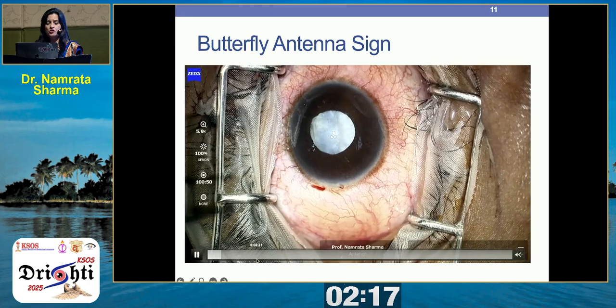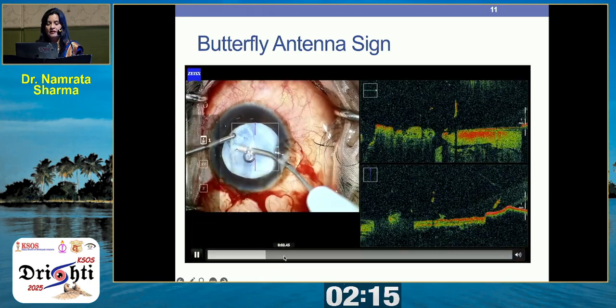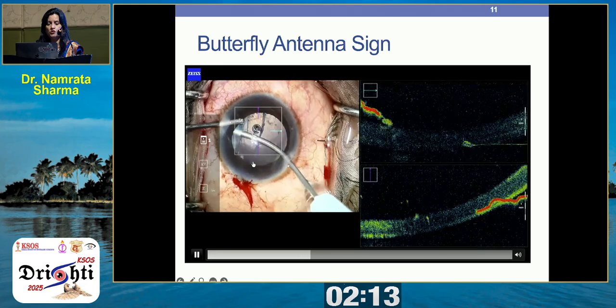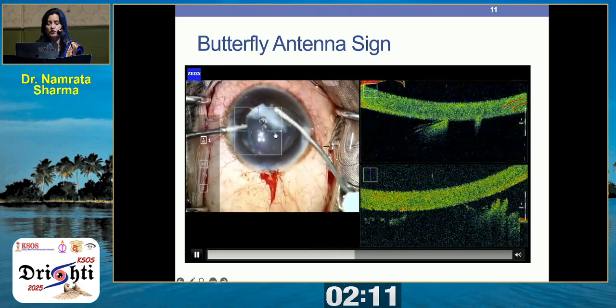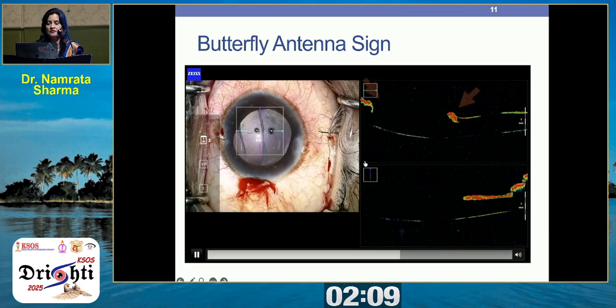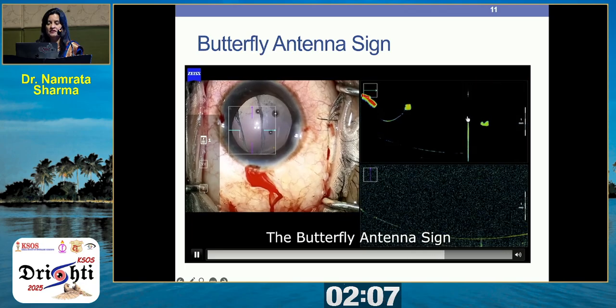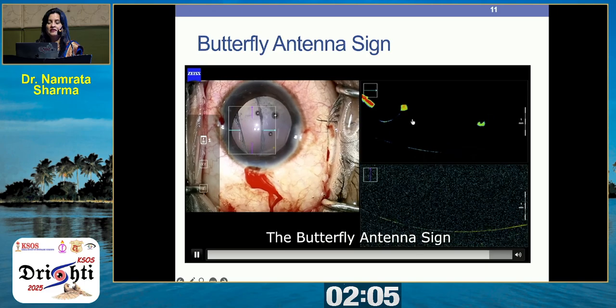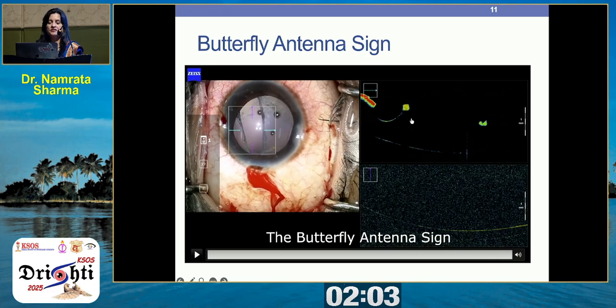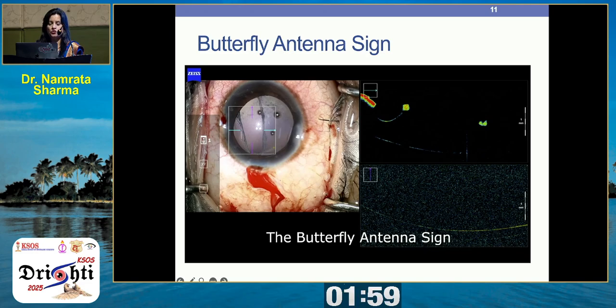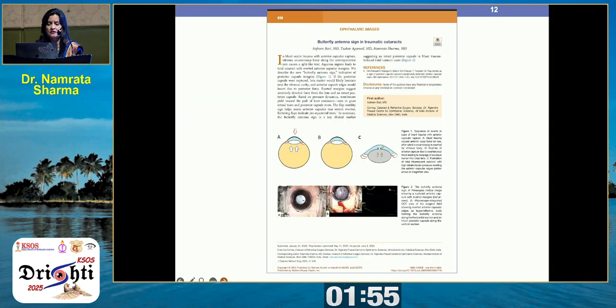Then we described what is called as the butterfly antenna sign. That is, this case was a case which is post-traumatic, so the anterior capsule was scrolled out like this, like the butterfly antenna, which can be seen here. Nothing great to it, but then this is kind of scrolled out and this PC is intact, and so you can place your lens there. Then I think this is what we published.